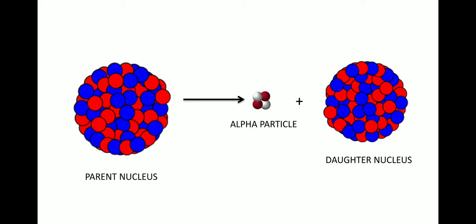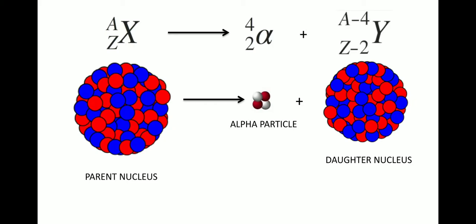In order to understand this decay process, we will take the help of an equation where X is the element with the mass number A and atomic number Z, which gives out alpha particles with the mass number 4 and the atomic number 2, that is 2 neutrons and 2 protons. Thus the daughter nucleus obtained after the decay, let's say Y, has the mass number A minus 4 and the atomic number Z minus 2.